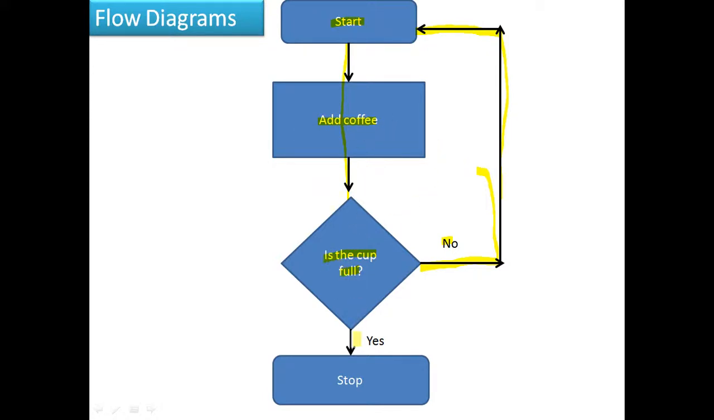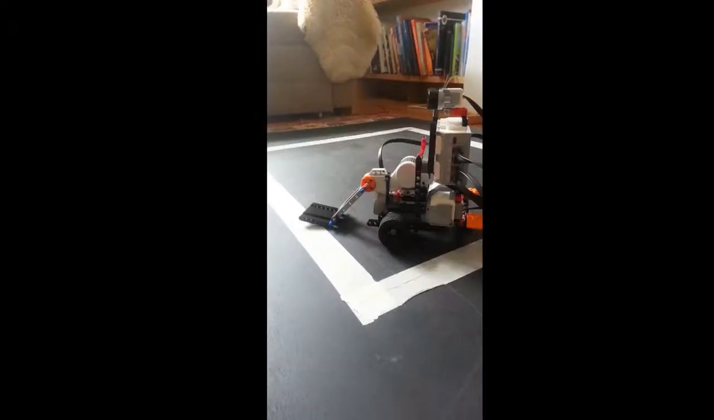Eventually the cup gets full. And we say yes, and then we stop. And that's the algorithm for filling a cup of coffee. Really quite simple. Let's look at something a little bit more complex.